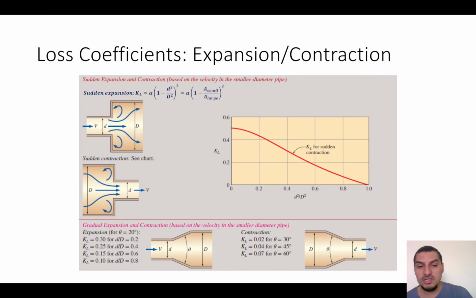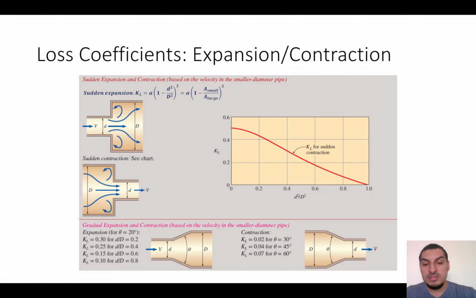For the sudden contraction, we have this chart here. It depends on the ratio of D squared over D squared, and based on this we can find the value of KL. Anyways, this is the way we get the loss coefficient for sudden expansion and contraction.